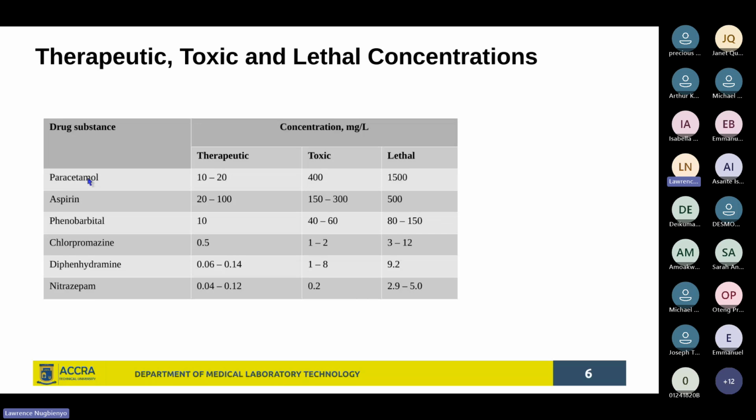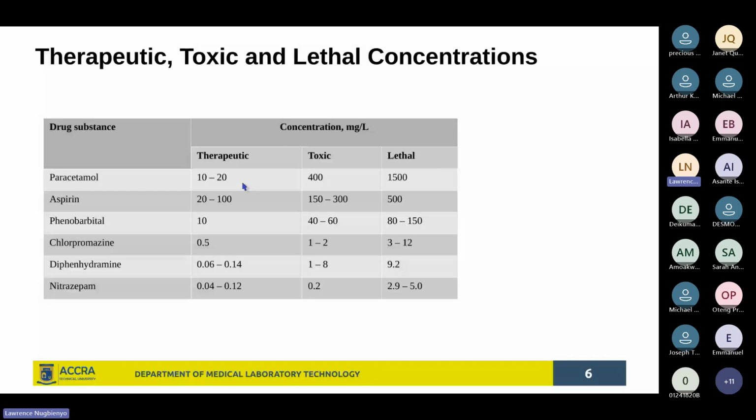A common over-the-counter drug like paracetamol will have a therapeutic effect between concentration ranges of 10 to 20 milligrams per liter in the blood. But when it passes, say, 400 milligrams in the blood, you can begin to have paracetamol toxicity. And if it goes above 1,500 milligrams per liter, it can result in fatality. Similarly, drugs like aspirin, phenobarbital, chlorpromazine, diphenhydramine, nitrazepam, all of these have concentrations that are therapeutic, some that are toxic, and some that are lethal.